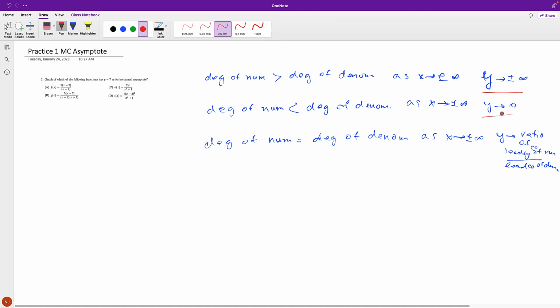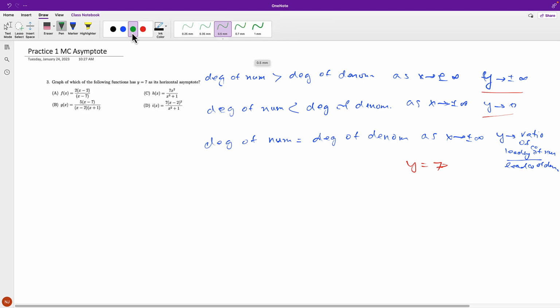I don't have y equal to 0. I have y equal to 7. That looks like a ratio to me. So first things first, I have to figure out which one of these rational functions has the same degree of the numerator and denominator.